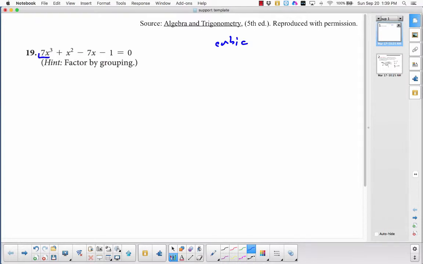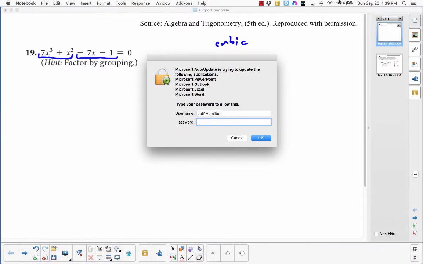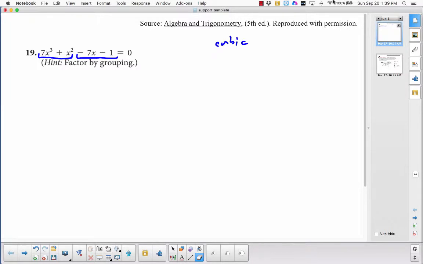So I'm going to group these two terms here, and I'm going to group these two. Turns out it doesn't matter which one you group. Oh, whoops, sorry. I'll just update that. It doesn't matter which two. You could do these two and these two, or this one and this one. Doesn't matter. Anyway, so when you group, you take these two and look for what's common.